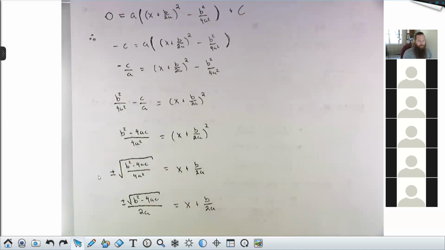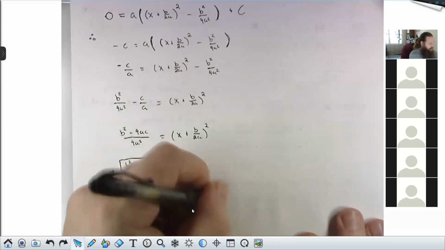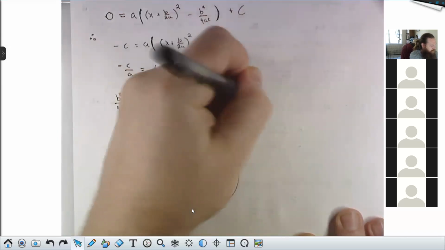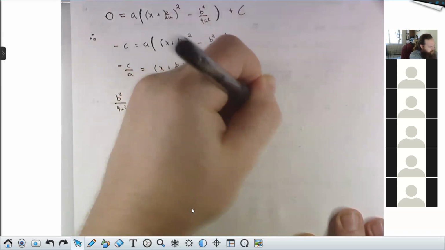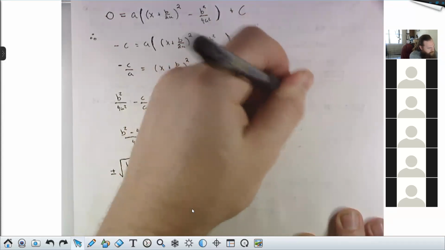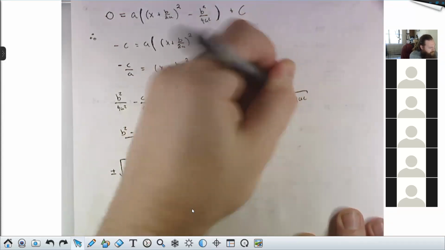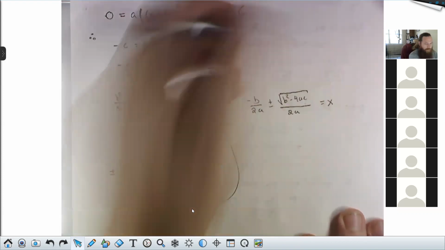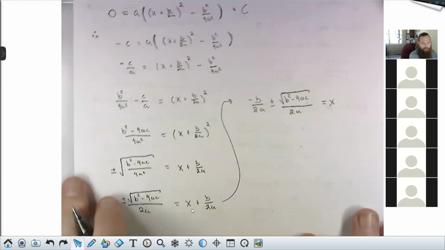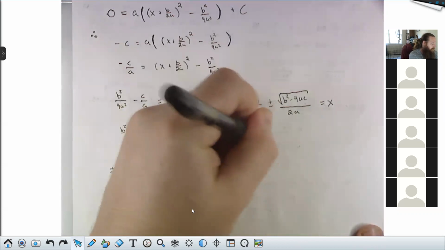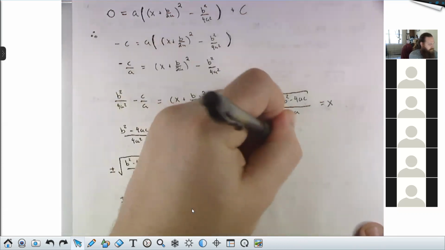And now we're very close. I'm just going to subtract the b over 2a from both sides, and we'll have x on its own. So subtracting b over 2a from both sides, negative b over 2a, plus or minus the square root of b squared minus 4ac over 2a is equal to x. And that's it. That is our quadratic formula. And write the x on the left if you want. You can put these together into a fraction if you want.